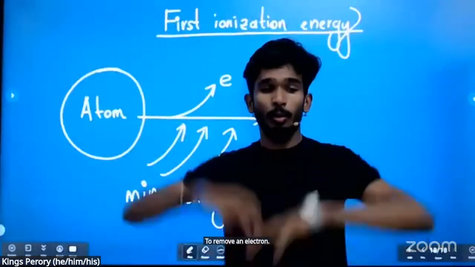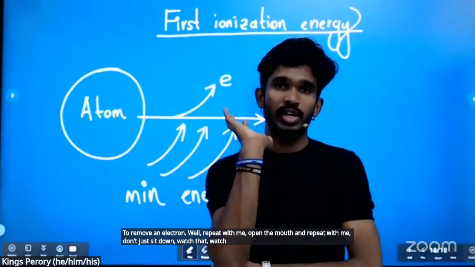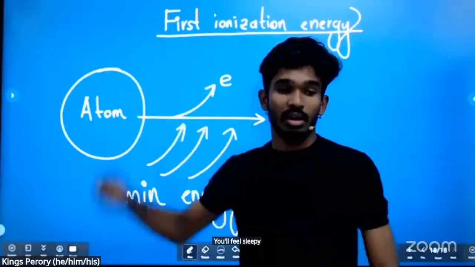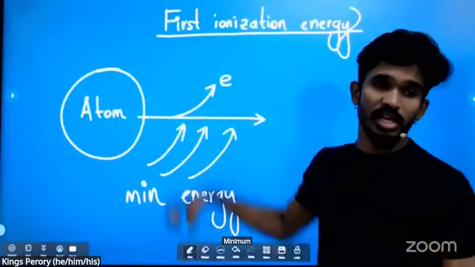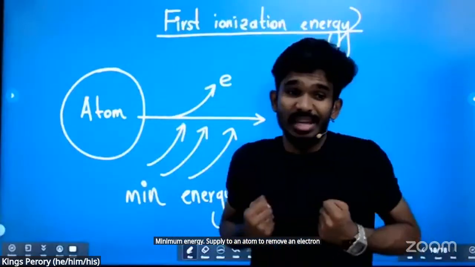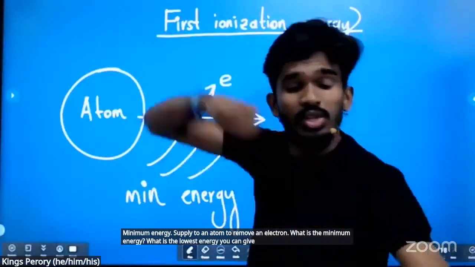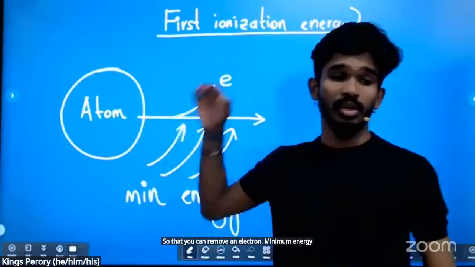Open the mouth and repeat with me. Don't just sit and watch this video as if you are watching a movie. You will feel sleepy. Repeat with me. What is first ionization energy? Minimum energy supplied to an atom to remove an electron. What is the minimum energy? The lowest energy you can give to an atom so that you can remove an electron. Minimum energy supplied to an atom to remove an electron.